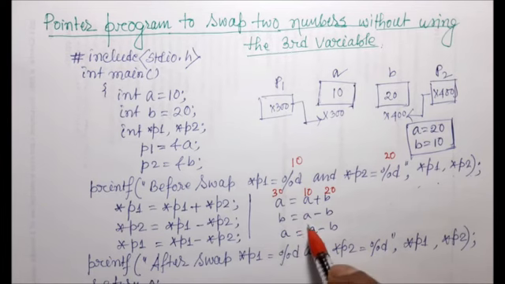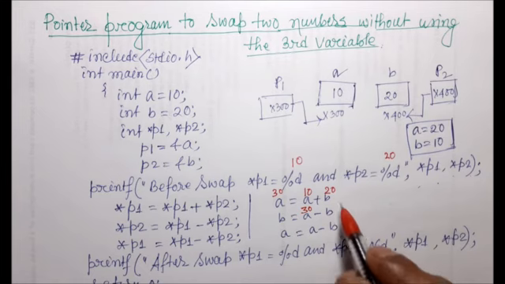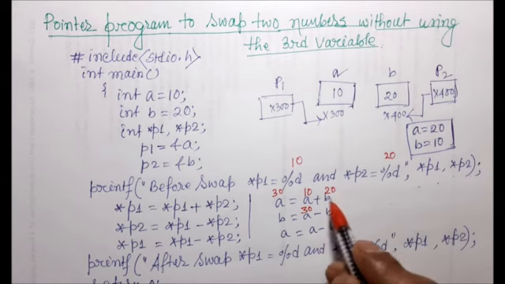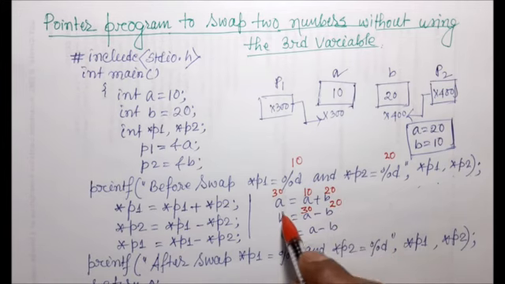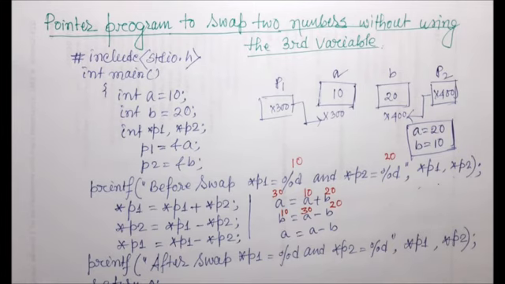Next, b equal to a minus b. Right now the current value of a is 30 and the current value of b, because I just copied this value and have not deleted it, is 20. So after this line the value of b will be 10, right?